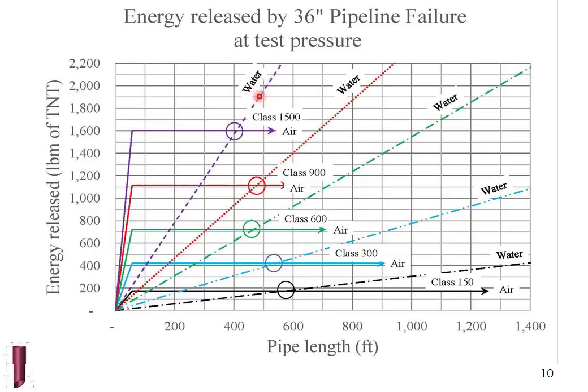You know, if I'm doing a class 1500 test, I've got a lot of pressure. That's a 2,400 pound test. And if it fails, if it's longer than 400 feet, I'm going to get a lot bigger mess with water than I am with air.